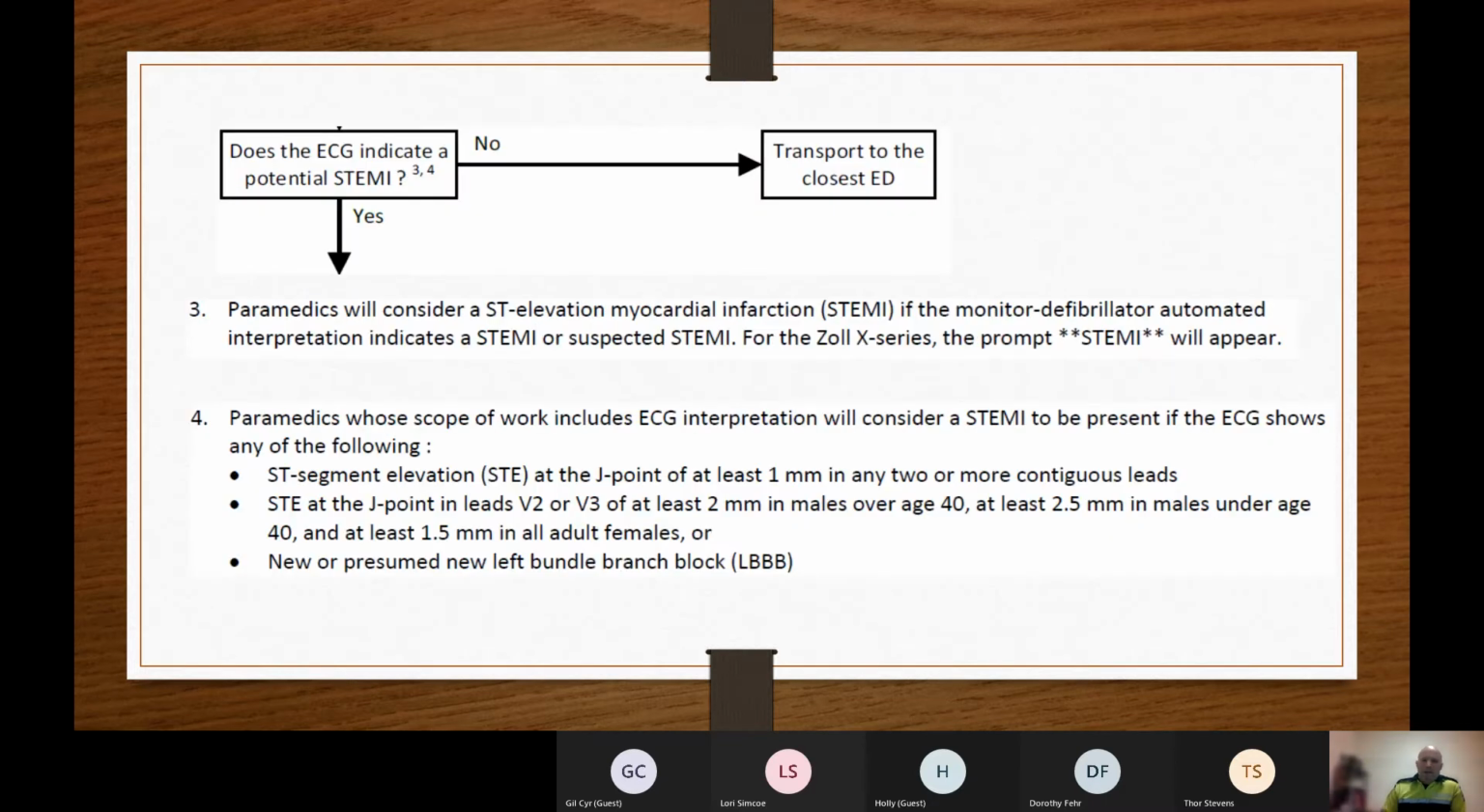So it's all fun talking about meds there. We're going to get back to the care map here. We're going to do our 12 lead, and does the ECG indicate a potential STEMI? If the answer is no, we go to the closest ED.